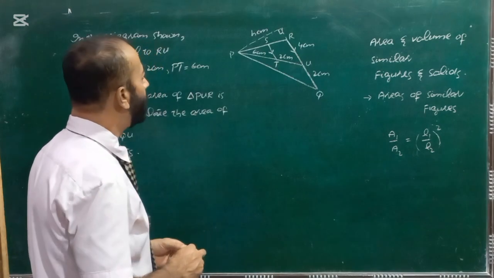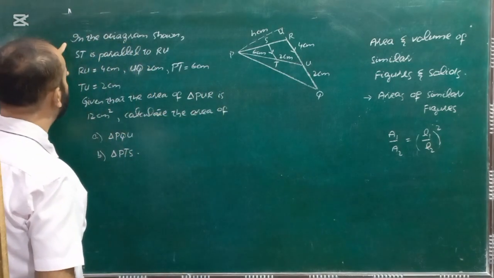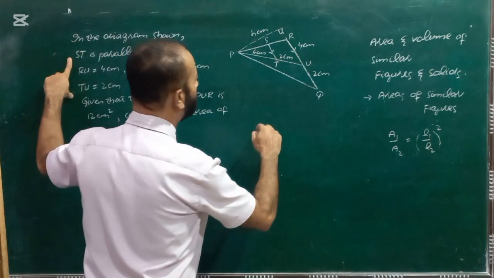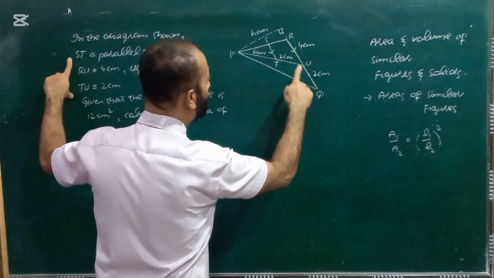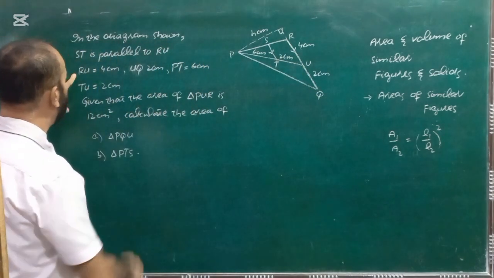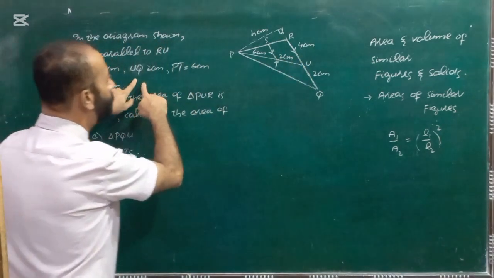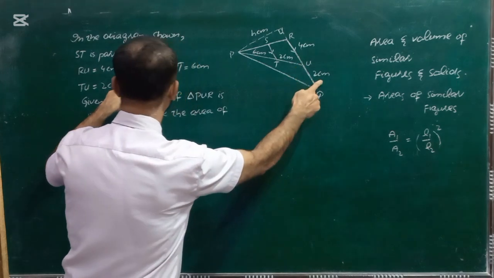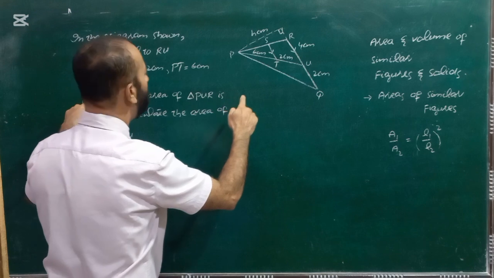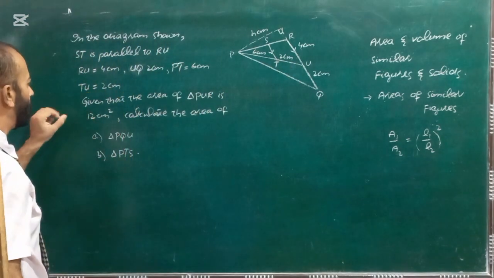Another question that is somewhat tougher, so concentrate. Here is a figure. The statement of the question is: in the diagram shown, ST is parallel to RU. These signs show that these sides are parallel. RU is 4 centimeter, UQ is 2 centimeter, PT is 6 centimeter and TU is 2 centimeters. These things are given in the question and also in the statement.